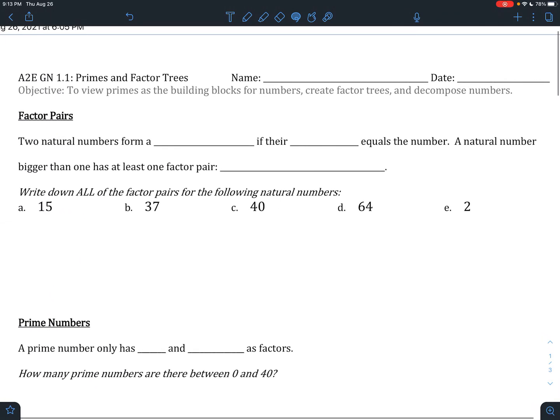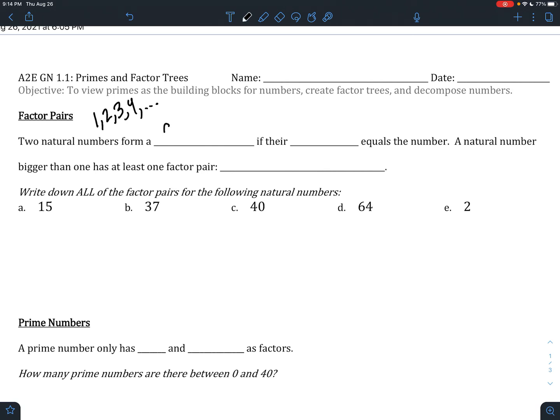All right, today I want to give you a chance to look at these guided notes again from 1.1 in our Algebra 2 Essentials course. We're going to talk about primes and factors and factor trees. So the first blank here, natural numbers. Remember, those are just your counting numbers. So those nice whole numbers. We're not talking about zero today.